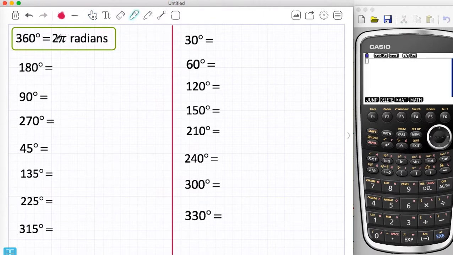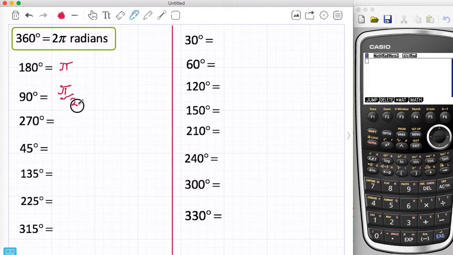So 360 is 2 pi, 180 is half of that, so that's going to be pi. Now 360 is a good number. It's actually used by the Babylonians who came up with 360 degrees. It's a great number because it divides by so many things. So 360 divided by 90 gives 4, so that's a quarter of 2 pi, or it's half of 180, so this is pi over 2.